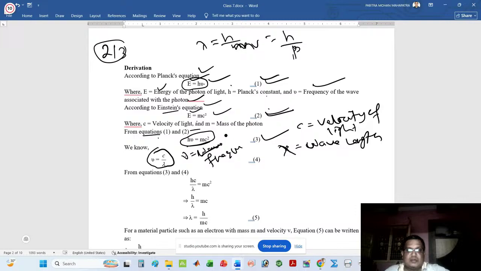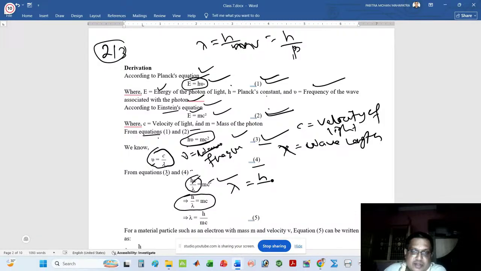h nu is equal to mc square, that is your equation 3. Nu is equal to c by lambda, that is your equation 4. Now put the value of nu in equation 3. So from equation 3 and 4, I can write hc by lambda equal to mc square. Now look at that, here c is present, here c square is present, so I can cancel one c. So here I can write h by lambda is equal to mc. That means lambda is equal to h by mc.